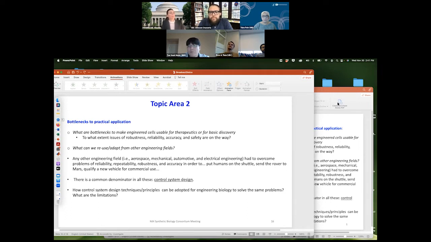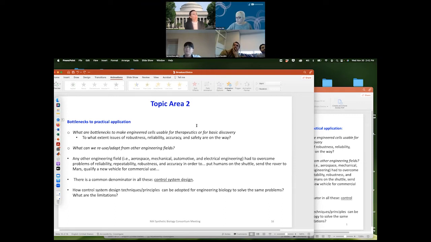Thank you, Ross. Okay, so on that note, I'll switch officially to topic area 2. Here we change gear a little bit. We try to ask, if we have the application in mind, then what are the bottlenecks? If we think of engineered cells usable, for example, for therapeutics or for basic discovery, to what extent are issues of robustness, reliability, accuracy, and safety in the way?